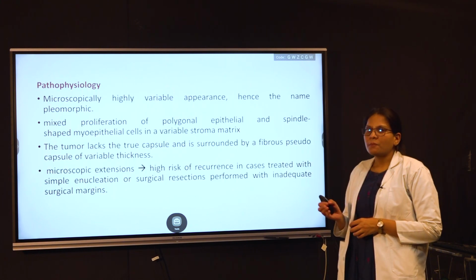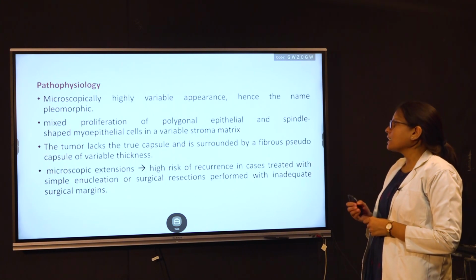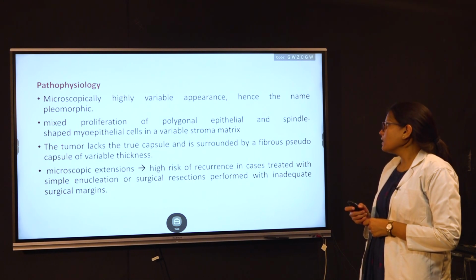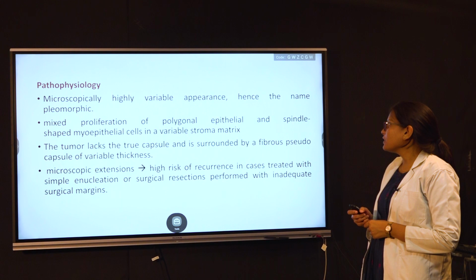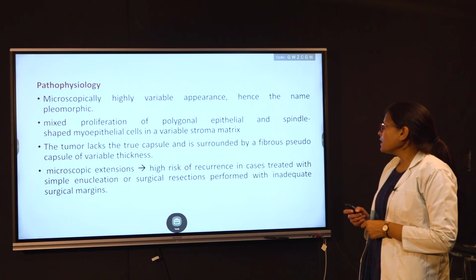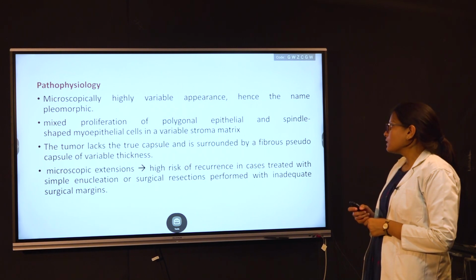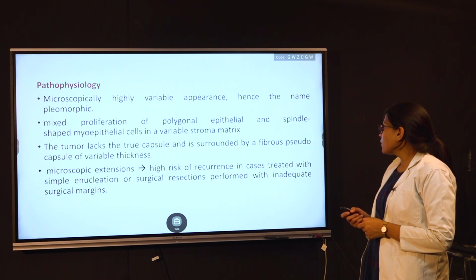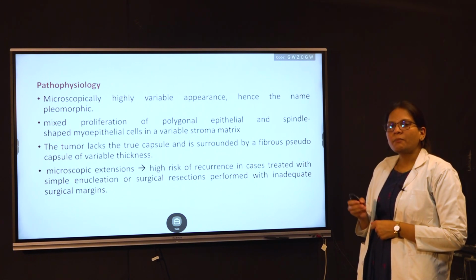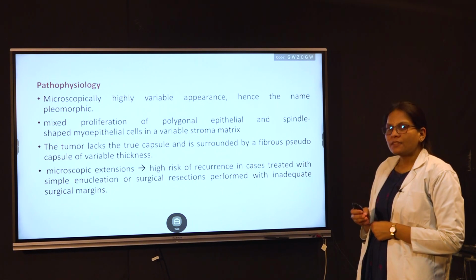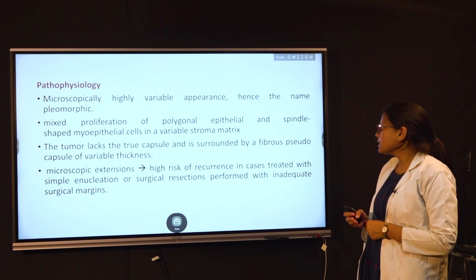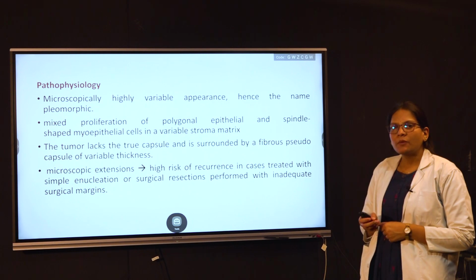So when you talk about the pathophysiology, microscopically it has a highly variable appearance, hence the name pleomorphic adenoma. On a histological slide, it presents as a mixed proliferation of polygonal epithelial and spindle shaped myoepithelial cells which are embedded in a variable stroma matrix. The tumor lacks a true capsule and is surrounded by a fibrous pseudocapsule of various thickness, and it also has microscopic extensions. That's why there is a high risk of recurrence in cases treated with simple enucleation or surgical resections performed with inadequate surgical margins.